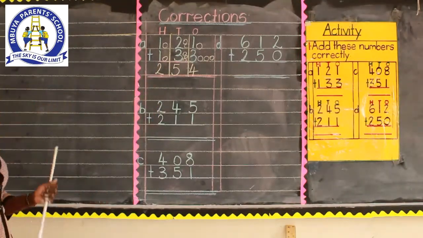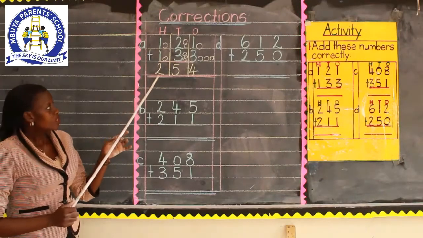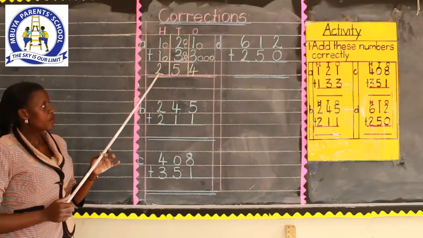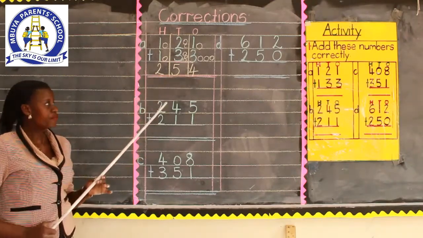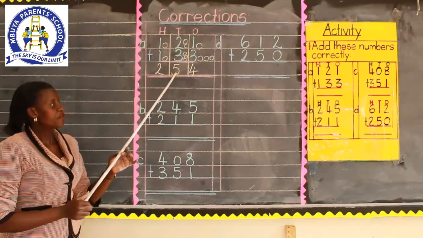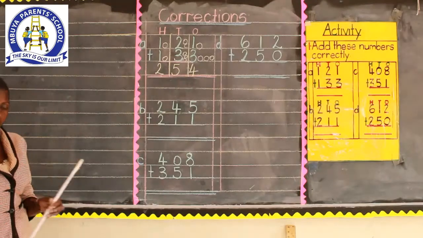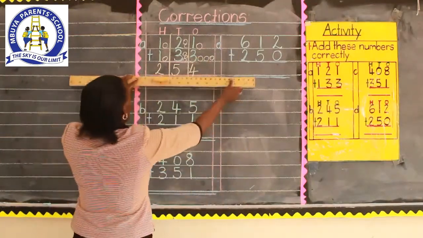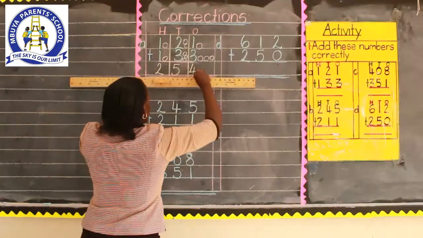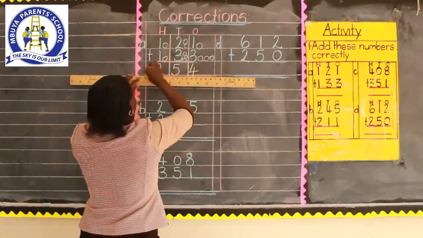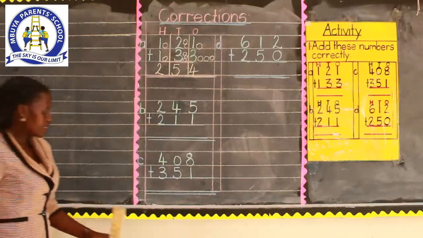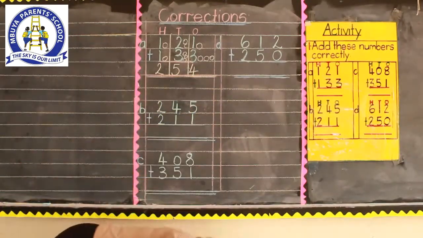Okay? Now, this one is our answer. 254. That one becomes our answer. Now you get your ruler, then you underline your work neatly, just like I've done. So that was the answer for part A.